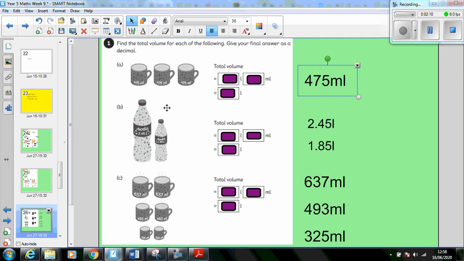The fizzy, the larger bottle is 2.45 litres, and the smaller bottle is 1.85 litres. These mugs, the larger one is 637 millilitres, the middle-sized one is 493 millilitres, and the smallest one is 325 millilitres.